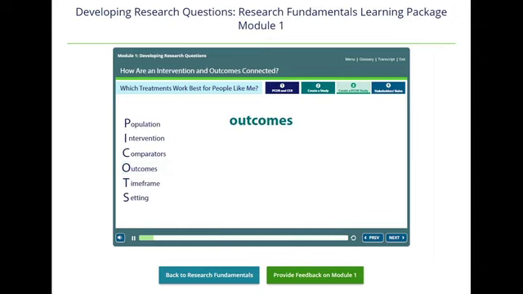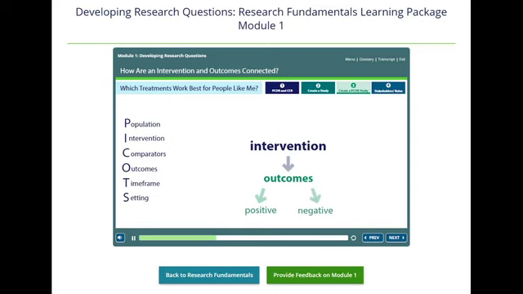Let's talk a little more about outcomes. Outcomes are important results that might happen because of an action or intervention, such as taking a medicine or increasing people's exercise. An intervention can have positive and negative outcomes. Not all outcomes will be equally important to each person.